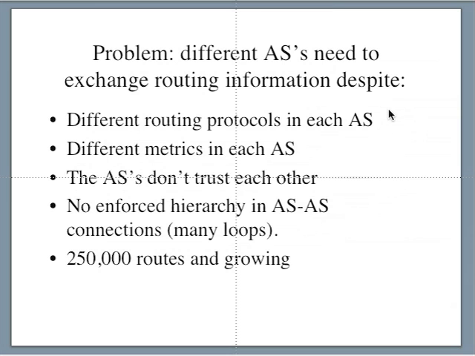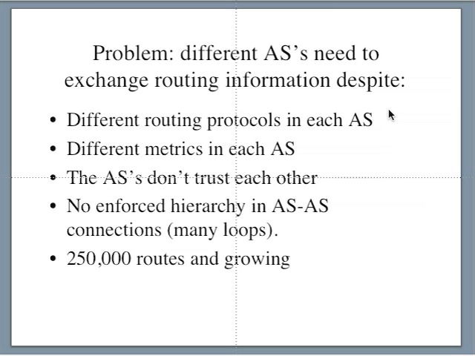Okay, we talked, in fact, I went a little bit ahead. We talked a bit about this slide. Different autonomous systems need to exchange routing information despite having different routing protocols in each autonomous system, and different metrics in each autonomous system. The autonomous systems don't trust each other.